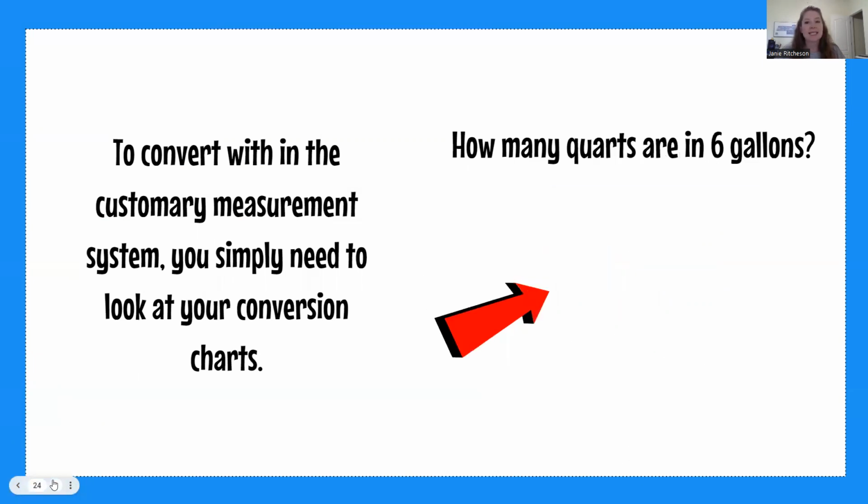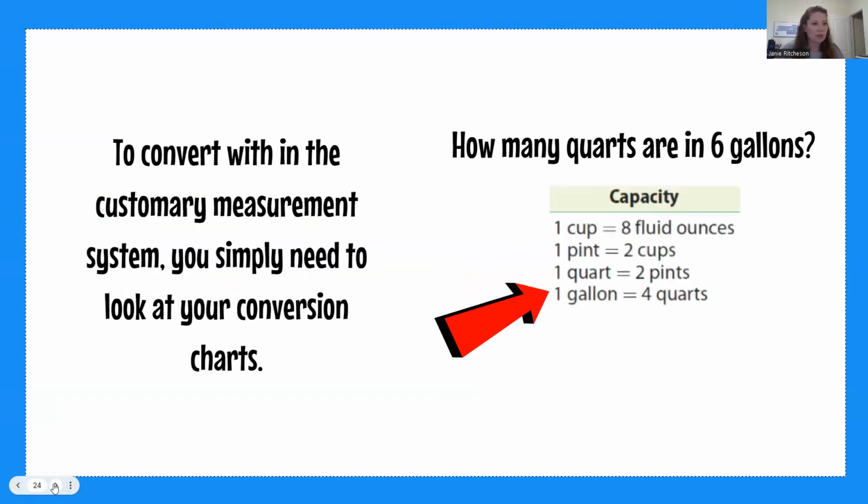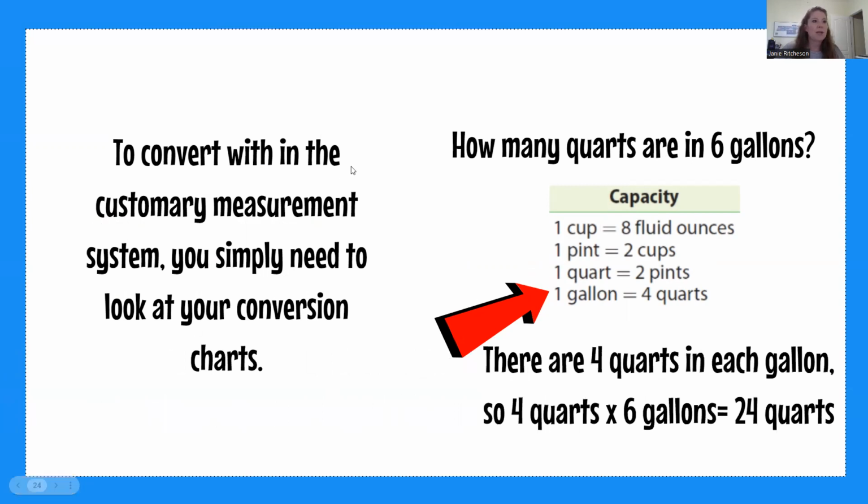How many quarts are in 6 gallons? So remember, gallon man, the biggest part of him is the gallon, so 6 gallons. So gallons is bigger than quarts. So we're going from large unit to smaller unit. We know, according to this chart here, there are 4 quarts in a gallon. So what are we going to do? We're going to multiply 4 quarts times 6 gallons. And the answer is there's 24 quarts in 6 gallons. So we multiplied.